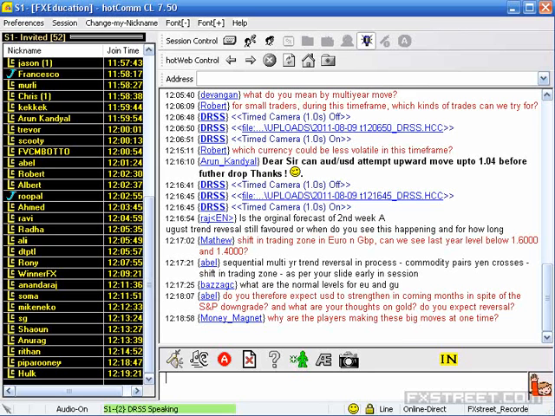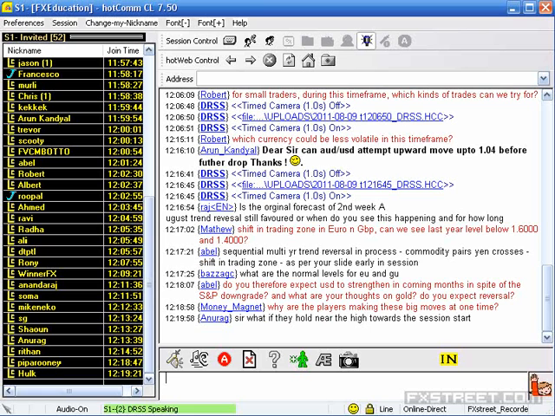Then Devangam asks, what do you mean by multi-year moves? See, multi-year levels are shown once in multi-years. Euro showed a multi-year high around 1.60, and GBP showed around 2.11 as a multi-year high in the year 2008.